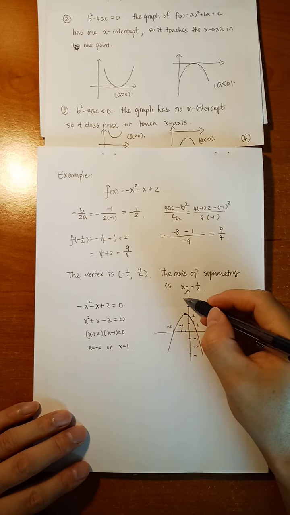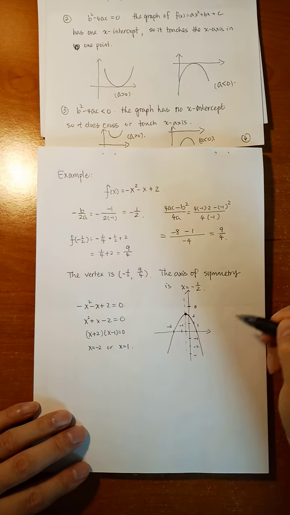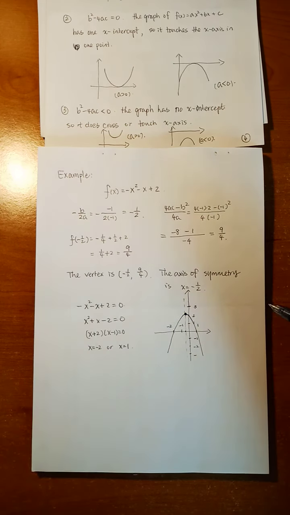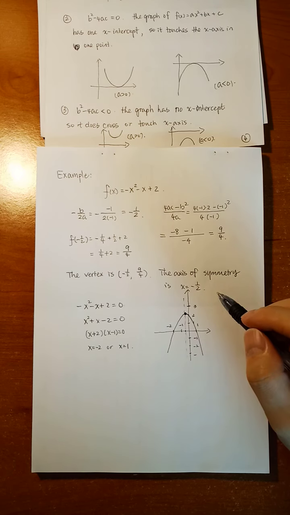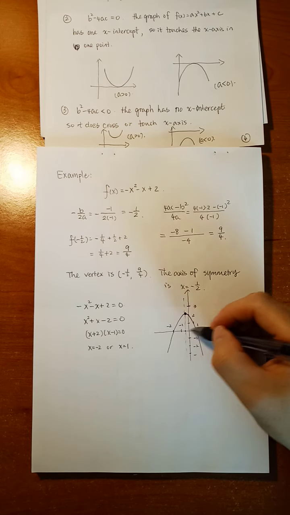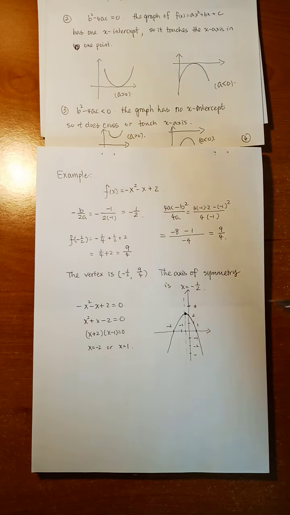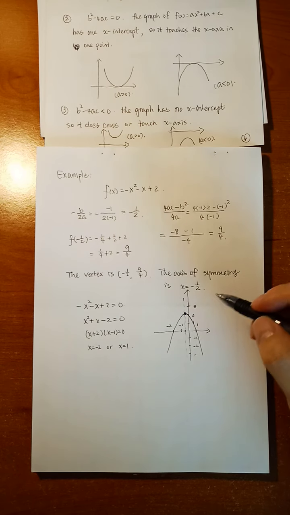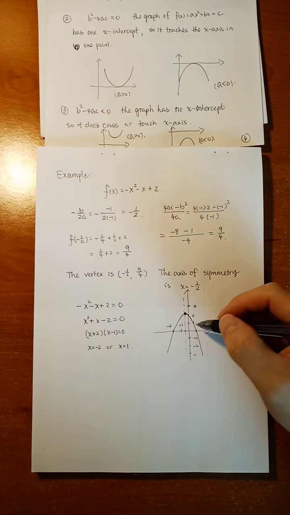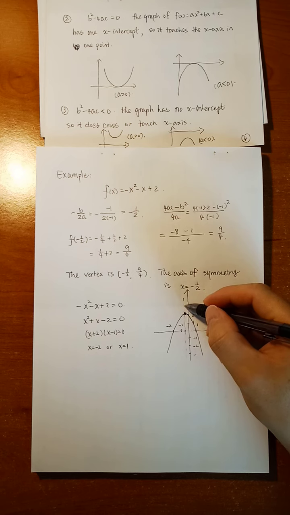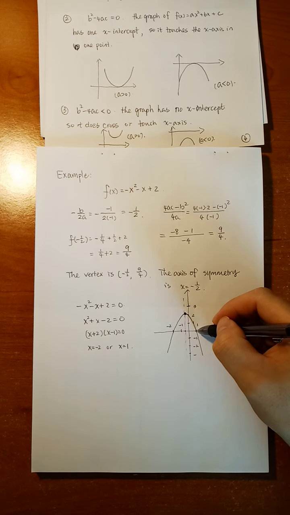So the graph is like this. The axis of symmetry is here. Okay, so that is a graph of this quadratic function. It opens down through those two x-intercepts. The vertex is this place. And you can also observe that those two x-intercepts are symmetric about the axis of symmetry.